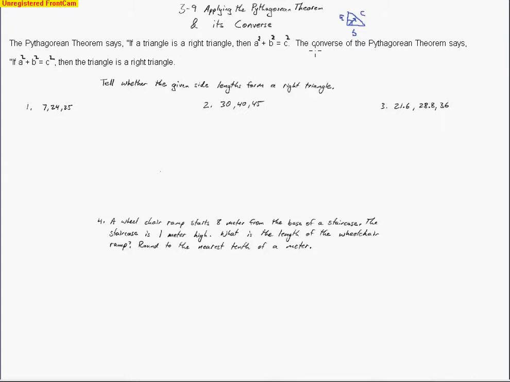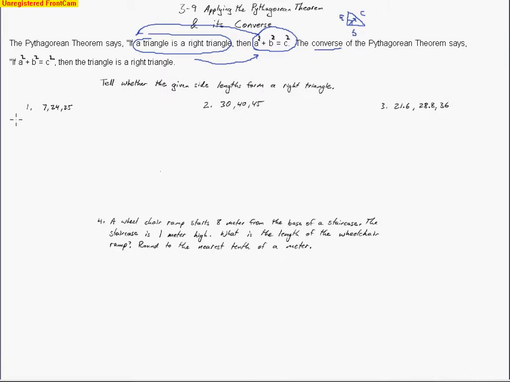Well, the converse takes that if-then statement and turns it around. Notice how it said if a triangle. Now they're going to say if a squared plus b squared equals c squared. So they took the words that were after the if and moved them behind the then, and vice versa. And so that's what the converse is. So if a squared plus b squared equals c squared, then the triangle is a right triangle. So that's what we're going to use to determine whether these lengths form a right triangle.